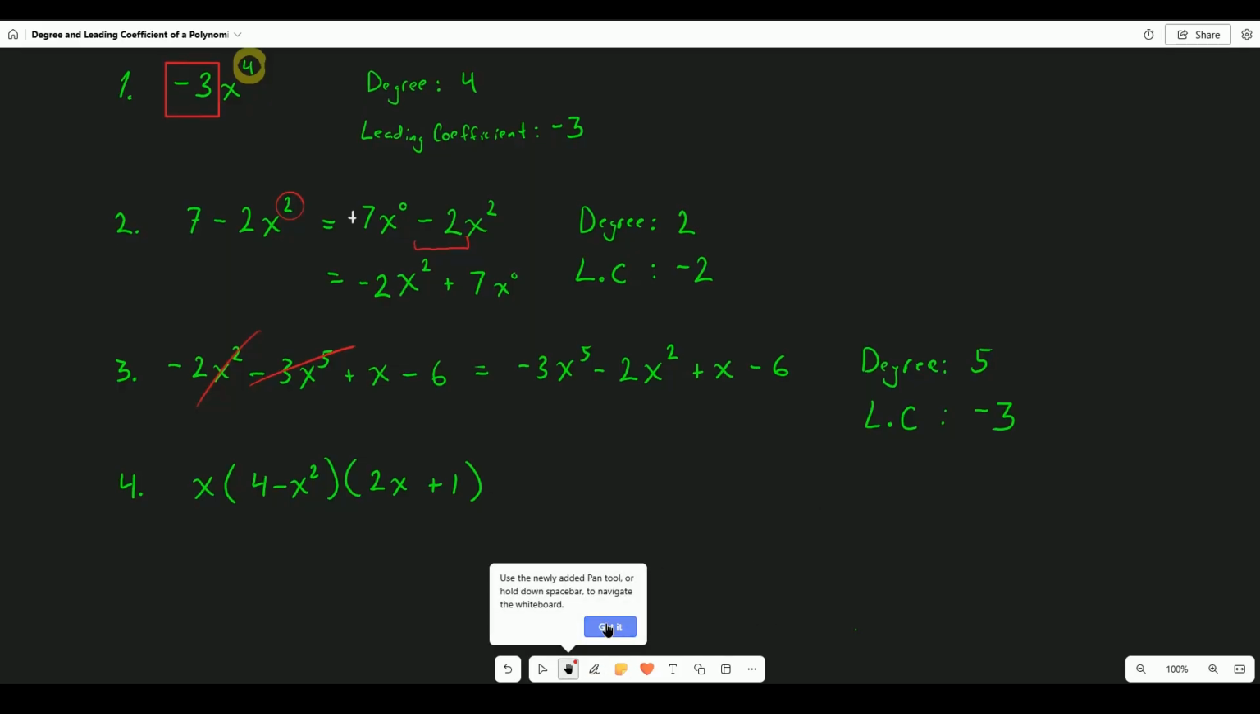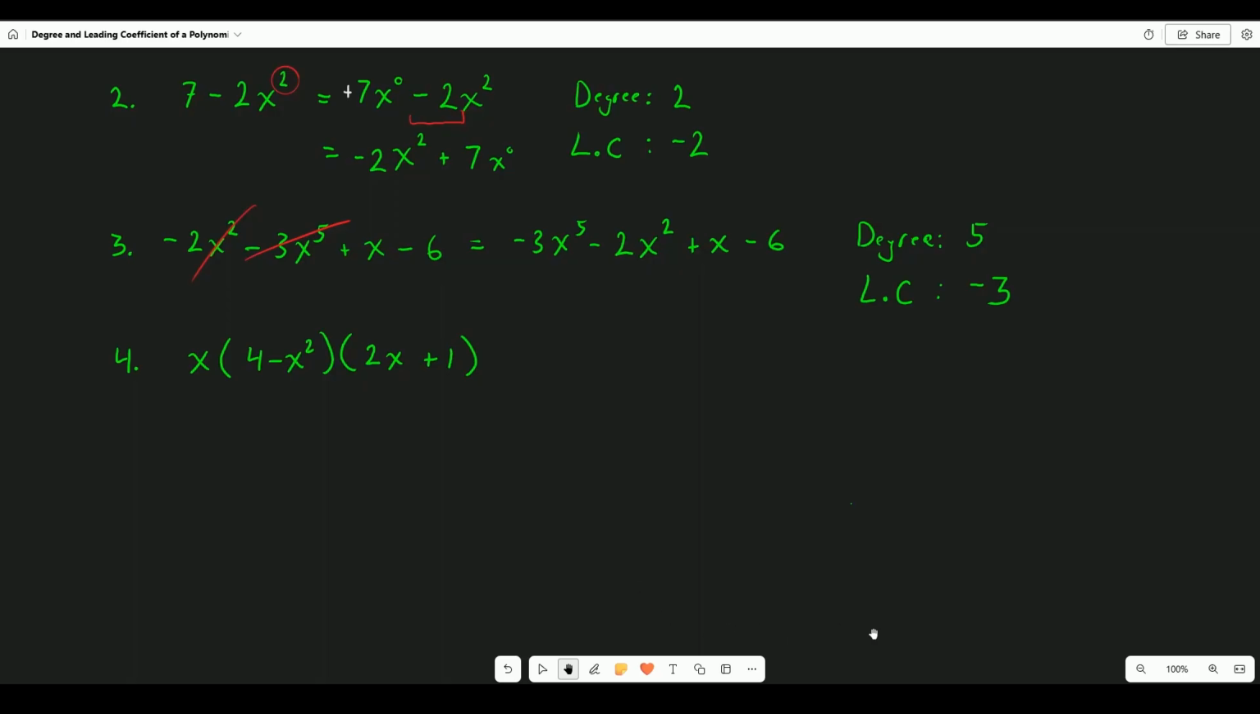All right, here we go. Let me expand this. I'm going to use the FOIL method: first, outer, inner, and last. FOIL. So F, first. I'm going to ignore this x for now and leave it off to the side. Let's focus on this and this, because I can multiply in any order I want since multiplication is commutative. So first, this is first and this is first.